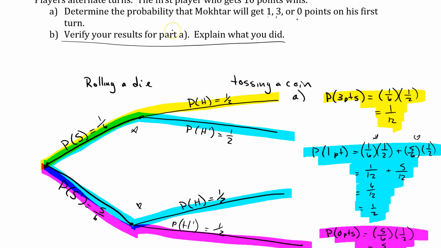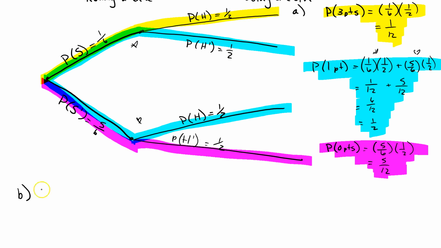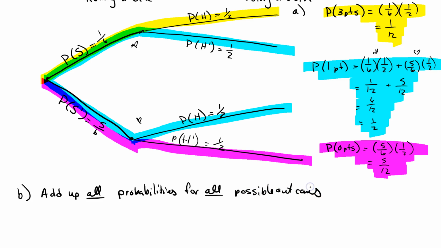Now let's verify the results for part A, and let's explain what we did. So what I want to do is we must add up all probabilities for all possible outcomes. There's nothing else here that is an outcome. Like there's not all of a sudden another face on a coin, so that we have 3 options here. These are all possible outcomes that we have outlined in our tree diagram.